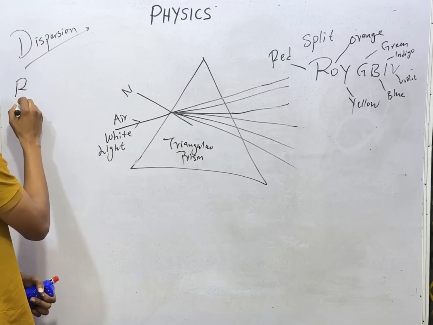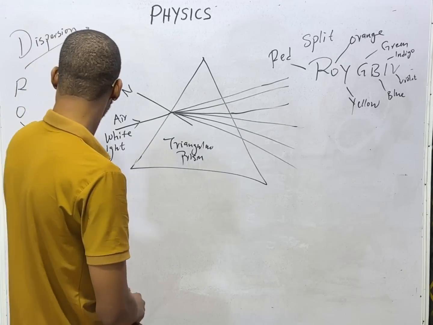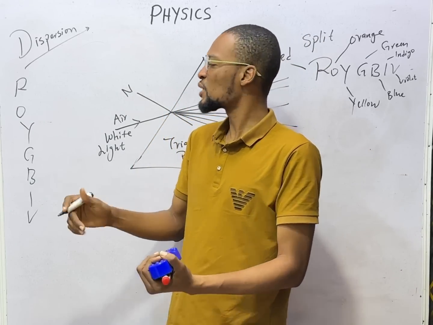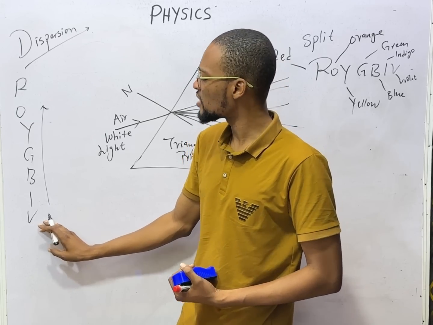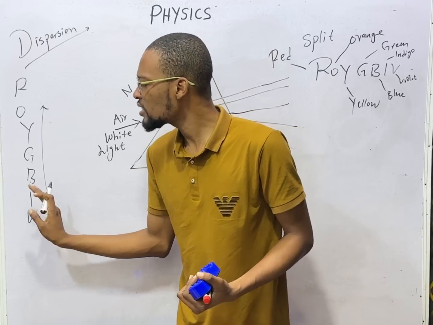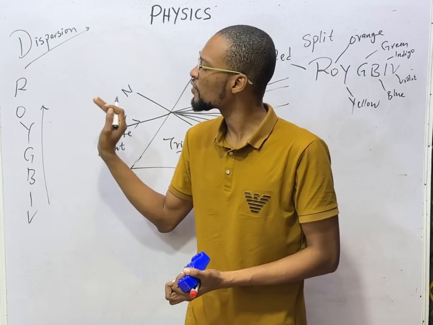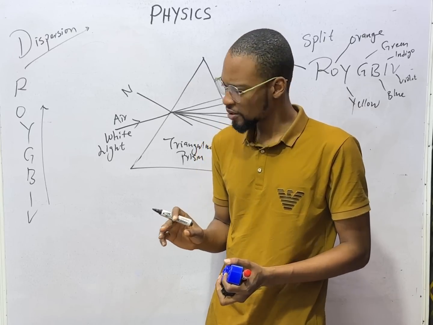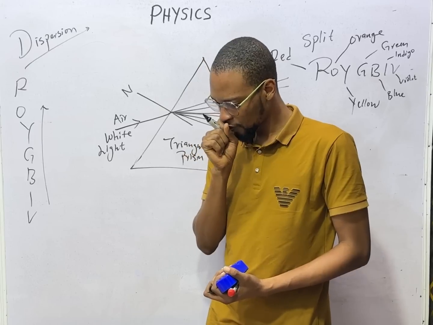So now looking at ROYGBIV, the order in which the light splits is like this, going up. It is the V that splits first, which is the violet. After violet comes indigo. Blue follows. Green follows. Yellow follows. Orange follows. And red follows. Red is the last to come out. So in terms of the splitting, it is violet that comes out first.